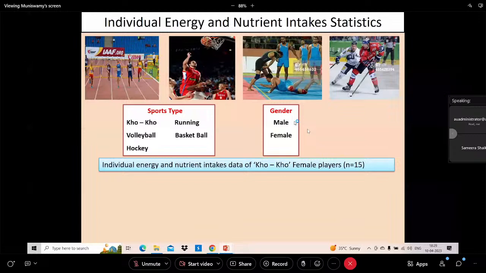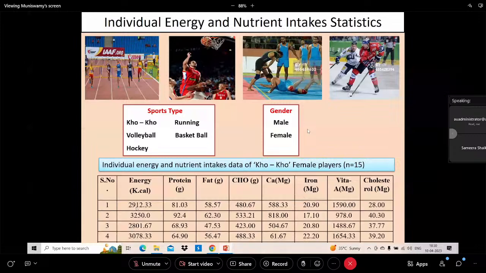Now you see, these are all the variables: energy, protein, fat, CHO, calcium, iron, vitamin, cholesterol. But sports type and gender are the factors. If they consume the drink, it produces energy, you see, 2912 energy. The protein it produces is 81. Fat produces, right? They studied 200, 300 sports persons. So what is the average energy the cocoa drink gives? Running, volleyball, basketball, hockey.